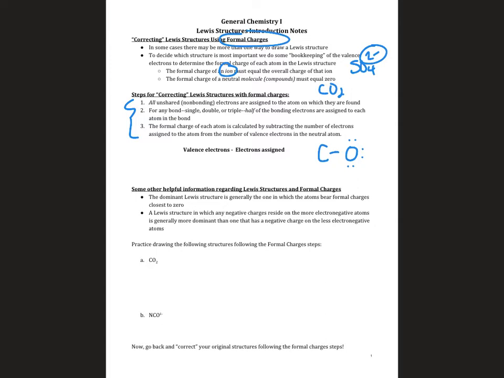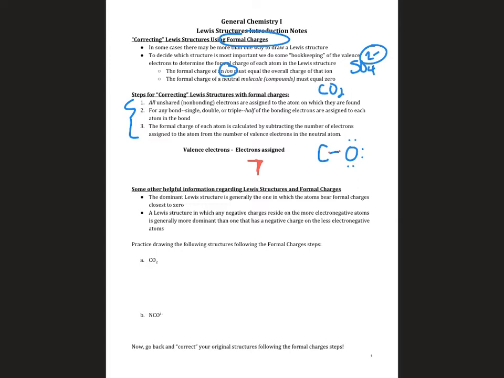Step 2 says for any bond, single, double, or triple, half the electrons are assigned to that atom. I'm going to use a different color. What you need to think about is on that dash, 1 electron on that end belongs to carbon and the other end belongs to oxygen. So if I'm looking at the total number of electrons assigned to that oxygen right now, there's 2, 4, 6 unshared and then 1 shared. So right now it has 7 electrons assigned to it.